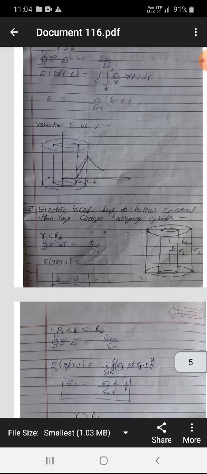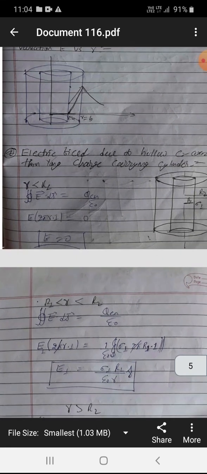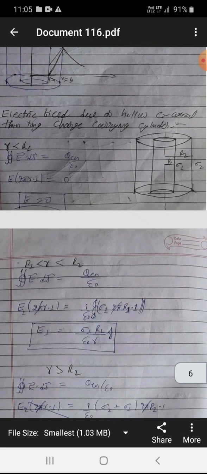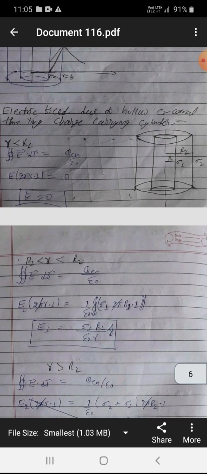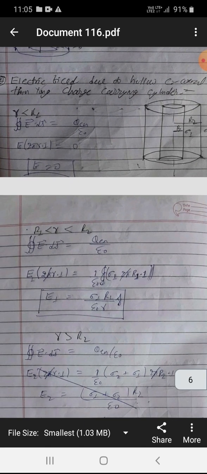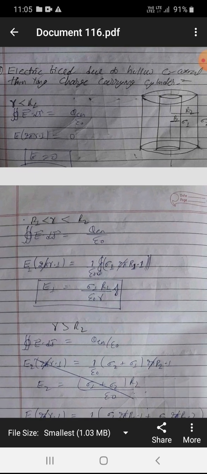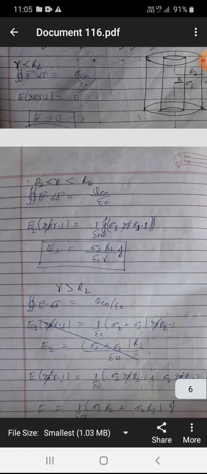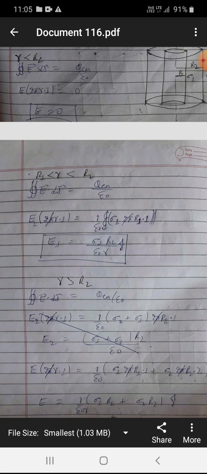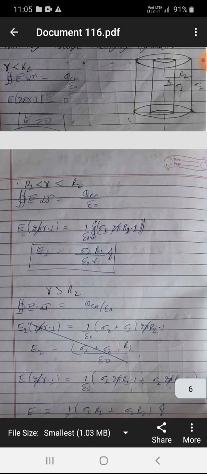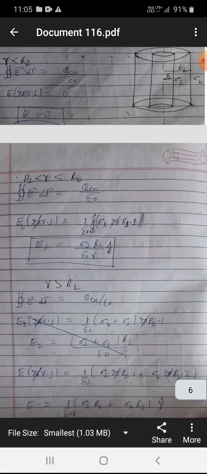Now let's find the electric field due to a hollow coaxial thin long charge carrying cylinder. The inner radius is r1, the outer radius is r2, and the charge densities on the inner and the outer cylinders are sigma 1 and sigma 2 respectively. For r less than r1, applying Gauss law, E dot ds equal to q enclosed by epsilon naught. E into 2 pi r into 1 should be equal to 0 because no charge is enclosed. Hence the electric field is 0 inside. Now for r between r1 and r2, E1 into 2 pi r into 1 equals 1 by epsilon naught sigma 1 into 2 pi r1 into 1. So E1 comes out to be sigma 1 r1 by epsilon naught r, in the r cap direction.